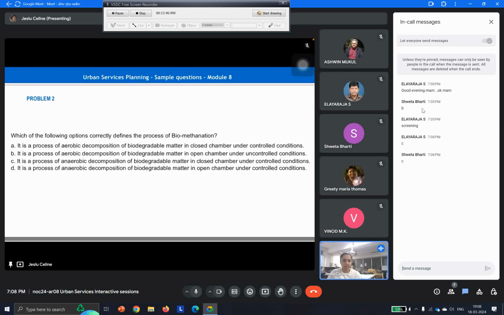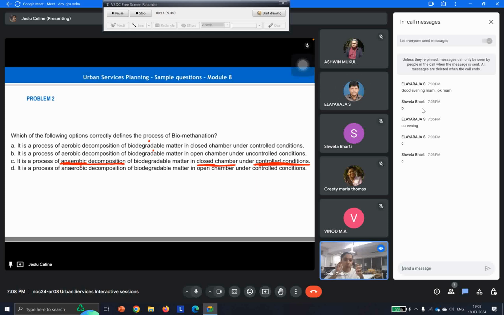So C, yes, I can see in the chat box two people have answered C as the answer. Yeah, so C is the correct answer. The keyword over here is that it is an anaerobic decomposition. First it has to be anaerobic decomposition of biodegradable matter, because everything is given as biodegradable. Plus it should be in a closed chamber and it should have controlled conditions. Again, because this is anaerobic, it means there's no oxygen involved.